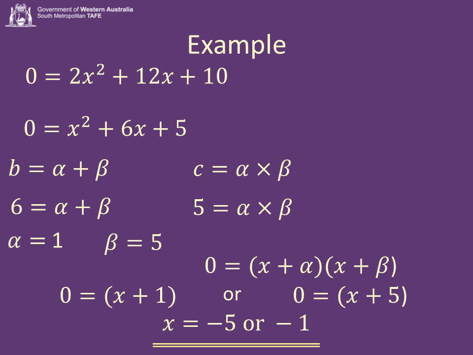That's called factorising. And factorising is where we basically take the equation written in the form ax squared plus bx plus c and rewrite it as (x plus alpha)(x plus beta), and then find the two x values. What we're looking for is two numbers that when added together make the b, and when multiplied make the c.